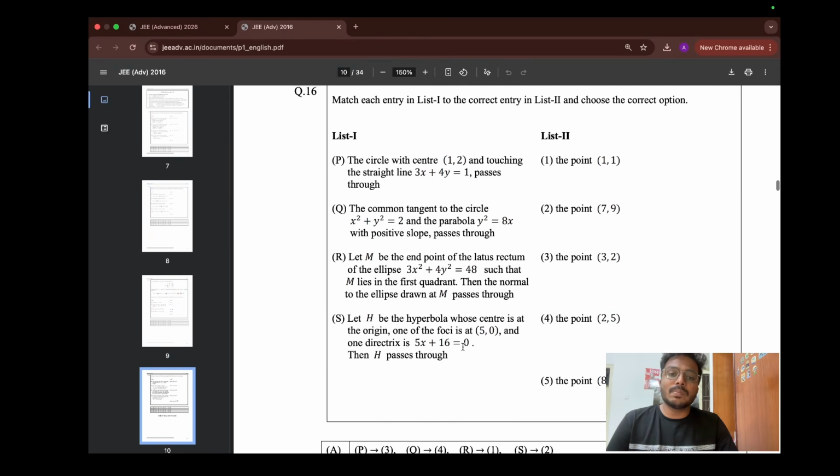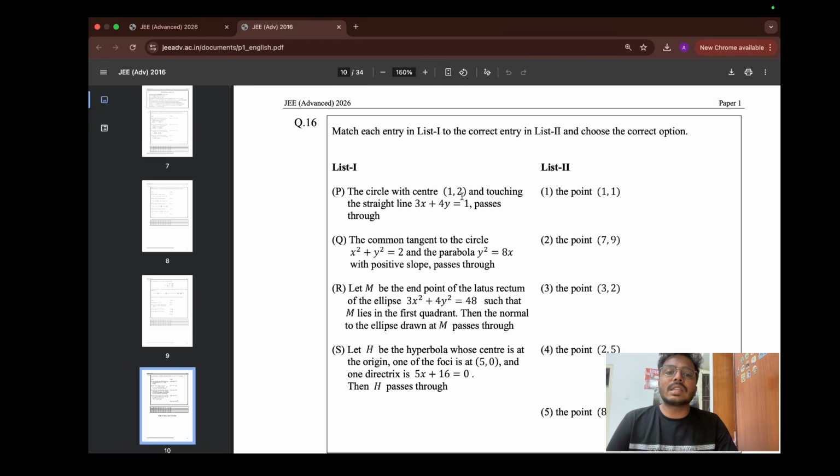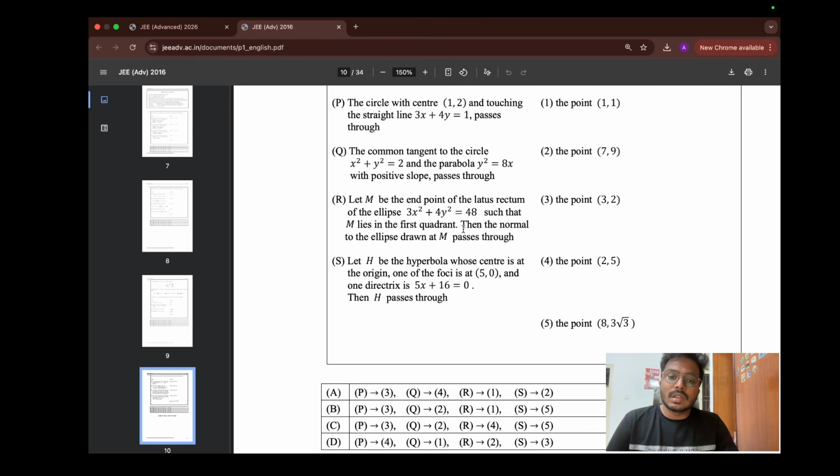So now comes the last question from conic sections. Circle with center and touching the straight line passes through. So center is given to you, and since this straight line touches it, you can find out the radius as well. It is a perpendicular distance from the center to this particular tangent, and once you have those two, you can write the circle equation and find out the point that it passes through. The next question is common tangent to the circle and the parabola.